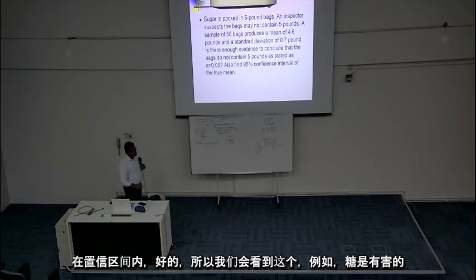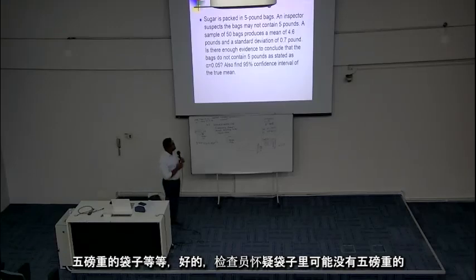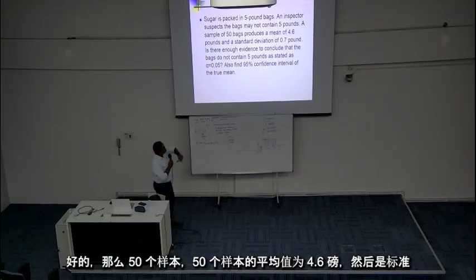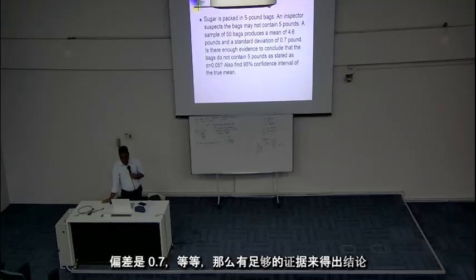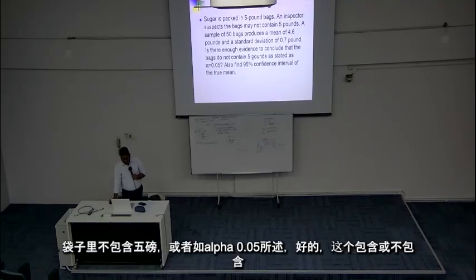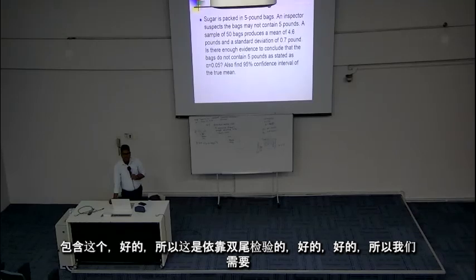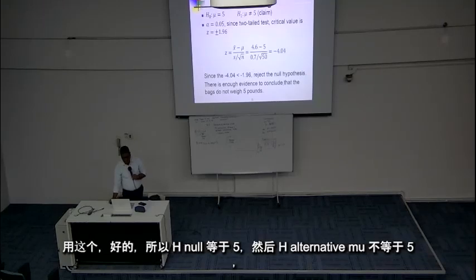Sugar is packed in 5-pound bags, and inspectors suspect the bags may not contain 5 pounds. A sample of 50 bags produces a mean of 4.6 pounds and a standard deviation of 0.7. Is there enough evidence to conclude that the bags do not contain 5 pounds at alpha 0.05? Either they contain it or not. So this relies on the two-tailed test. All right, so we need to use this one.